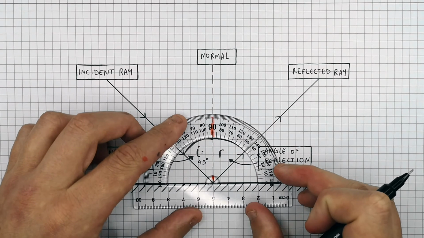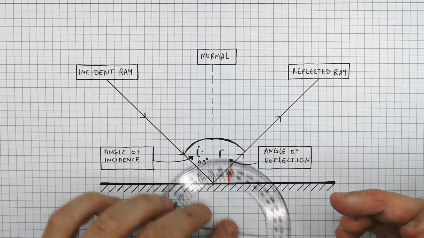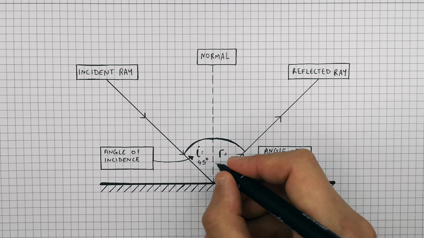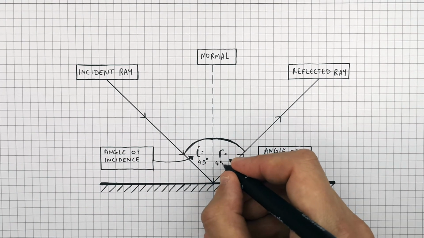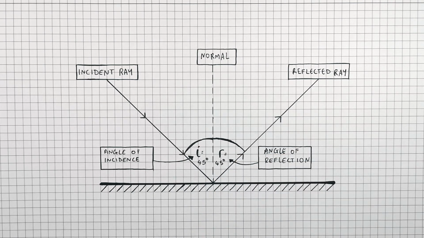We know that this angle should be 45 degrees because the angle of incidence is 45 degrees. Remember the law of reflection. The angle of incidence equals the angle of reflection.